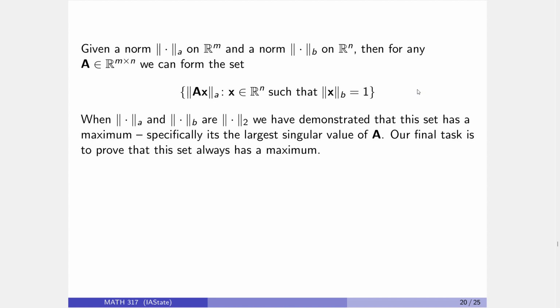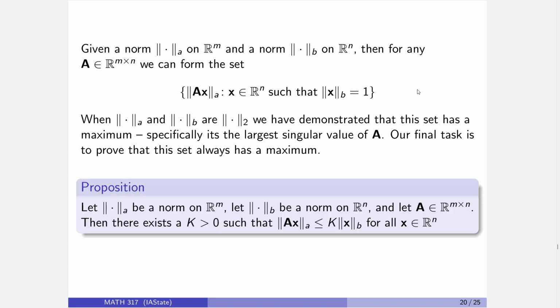Now, as we demonstrated, when A and B are the Euclidean norm, this set has a maximum. It's the largest singular value of our matrix. Ooh. It turns out that the set always has a maximum no matter which norms you use. And that shouldn't be shocking because, well, we proved that for the 2 norm, it has the largest value. And all norms are equivalent, so this should always have a max, but of course you gotta prove that.